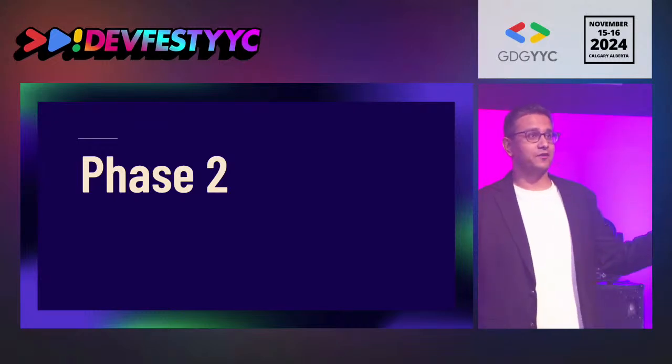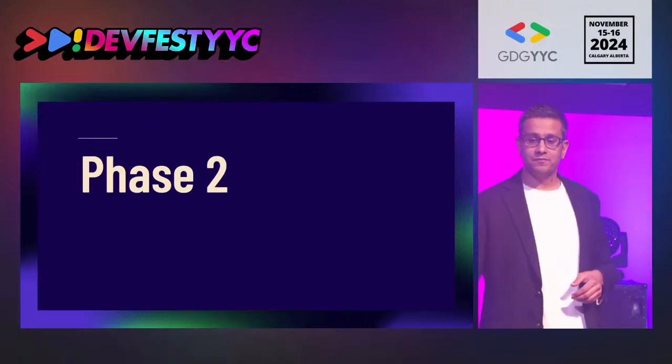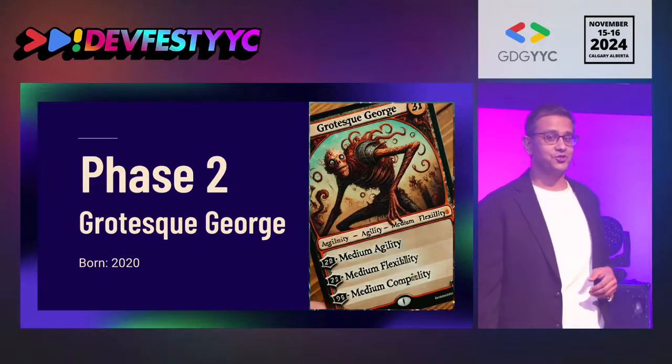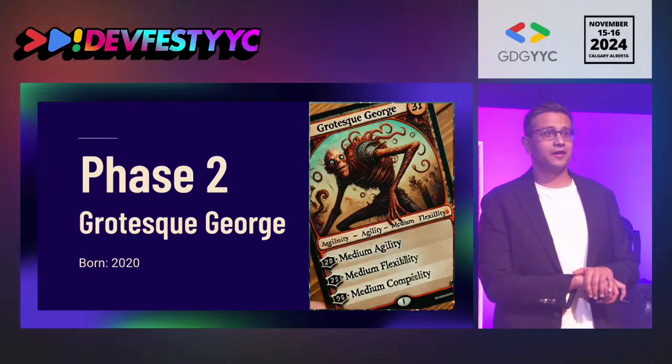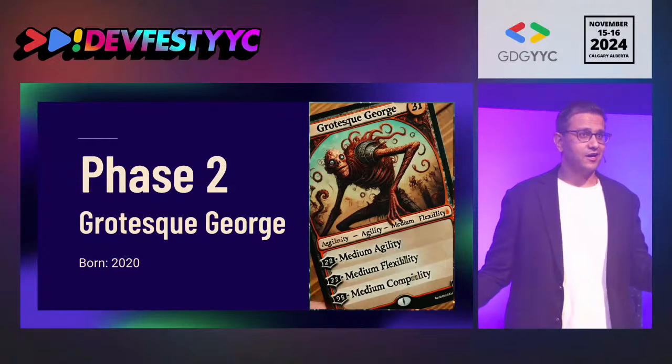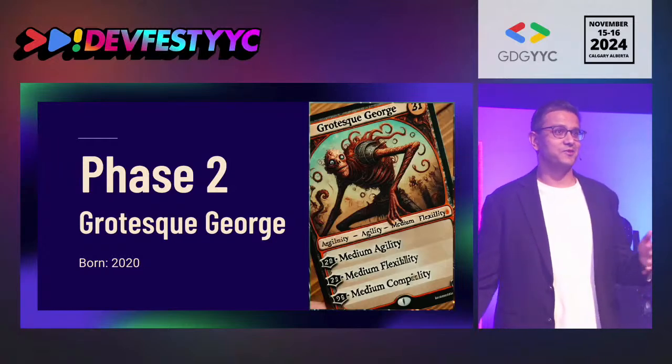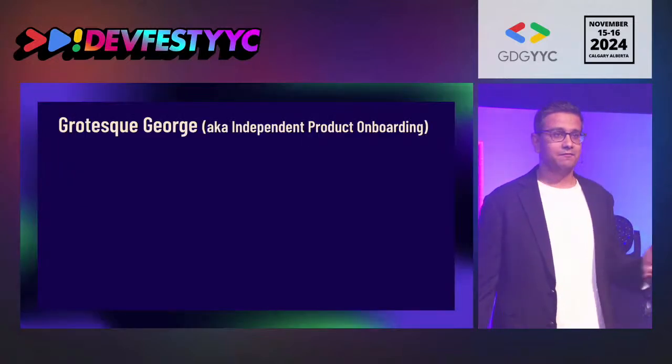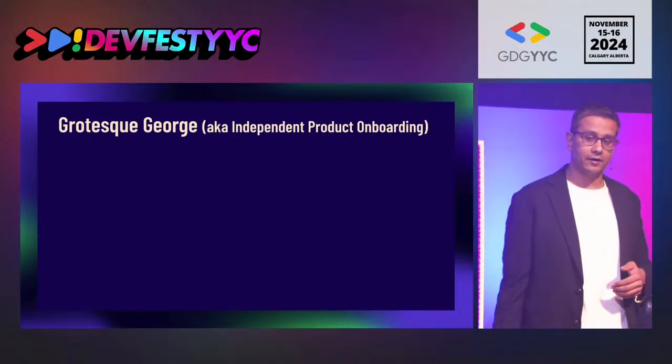Okay, what was phase 2 for Neo? So phase 2 is what I call grotesque George. And George was born in 2020. And we'll talk about why he's got such a rude name to him. But the way George worked, we call that project independent product onboarding.